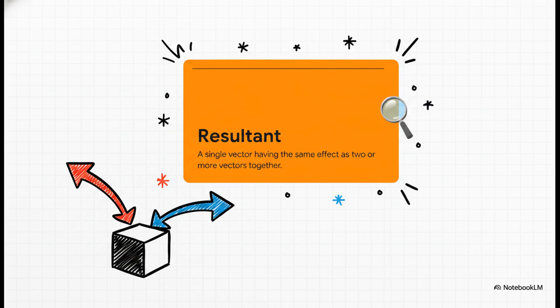And that brings us right to the core of our toolkit, the resultant. This is simply the single vector that has the exact same effect as two or more vectors combined. Picture this. You and a friend are dragging a heavy box from two different angles. The resultant is basically that single imaginary rope that would pull the box in the exact same direction with the exact same final force all on its own. It's like finding the ultimate shortcut.